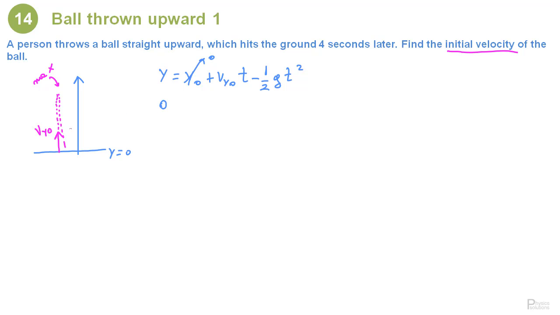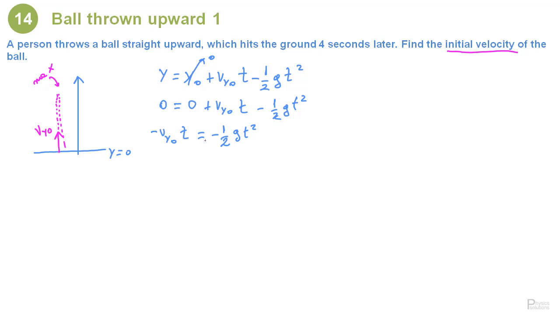Okay, so the height is 0 twice in this problem. First, when the ball is just thrown, which is not the one that we care about. It will go all the way up, reach the max point, come back and hit the ground again. So we write: 0 equals 0 plus Vy0, which is the quantity we're looking for, times the time, minus 1/2 g t squared. We can now solve this equation for Vy0. Let's pass this to the other side of the equation. We get minus Vy0 t equal to minus 1/2 g t squared.